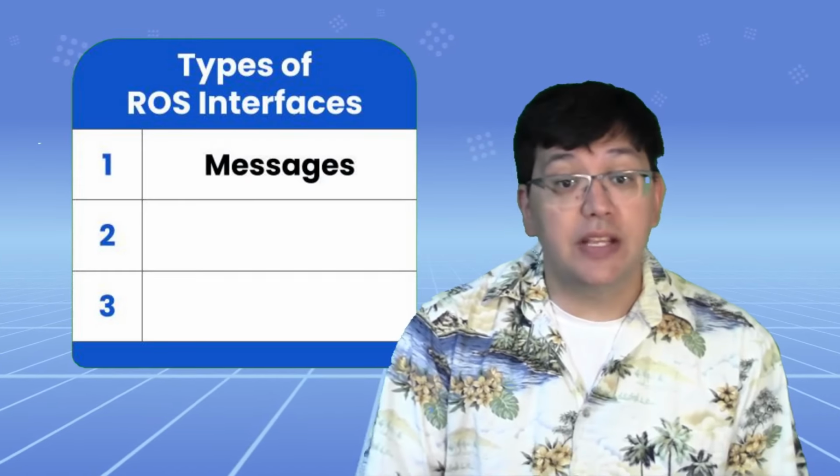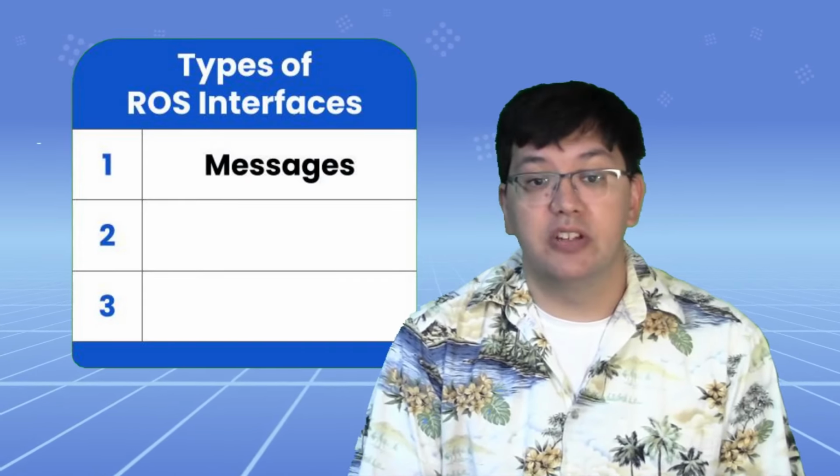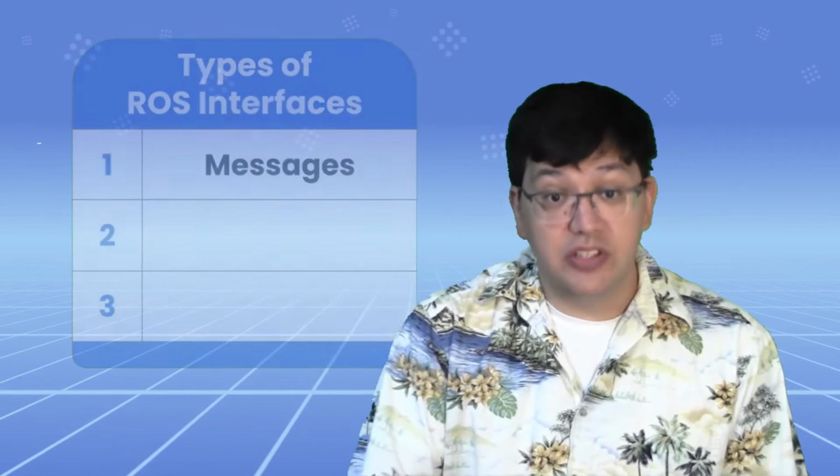Say we want to communicate the Cartesian coordinates of a point in three-dimensional space. We need three numbers for that, an x, y, and z coordinate. We call this grouping of info a message. A message is one of the three types of ROS interfaces. This interface is already implemented in the package geometry messages as point. The message defines the type of information being conveyed.